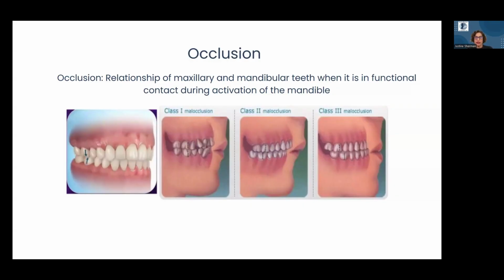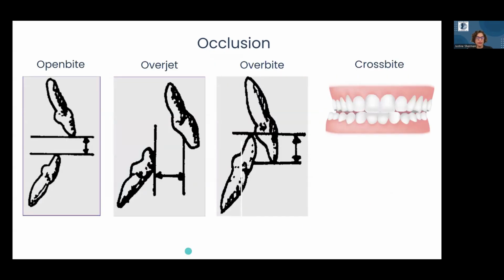And a class 3 occlusion, which is here, the upper first molar sits behind that lower first molar. So the lower jaw appears prominent or protruded.